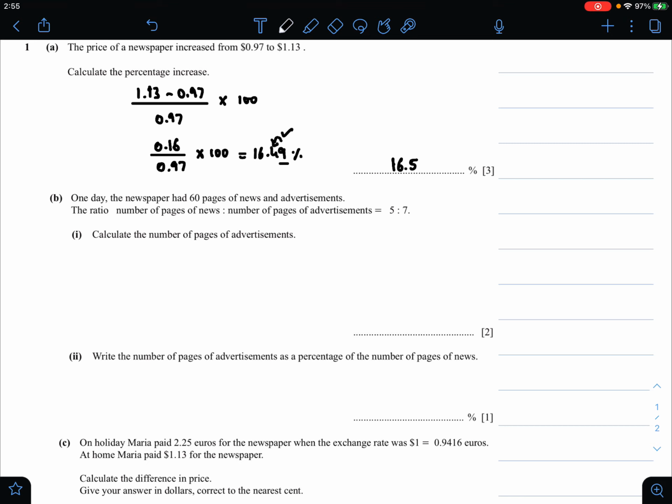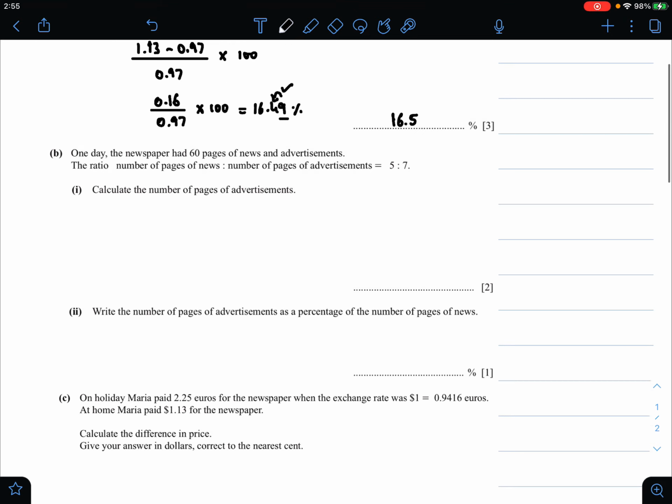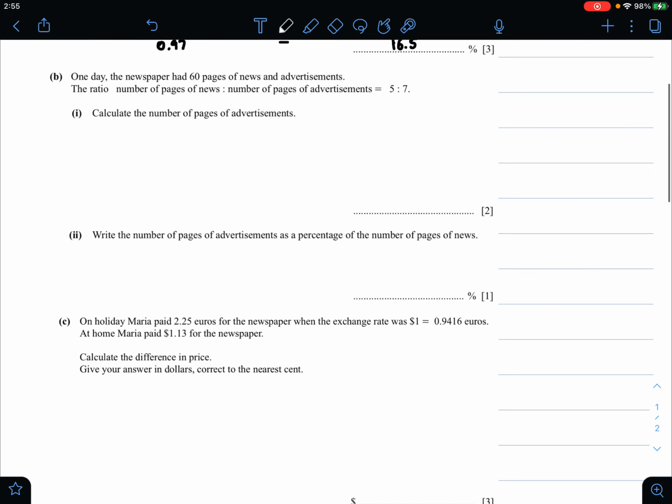Now let's move to part B of this question. So for part B1, they are telling us to calculate the number of pages of advertisement. They've given us the ratio that the number of pages of news and advertisement are, and they've given us the total number of pages, that is of news and advertisement together. So all we need to do is split the total number of pages in the ratio of news and advertisement.